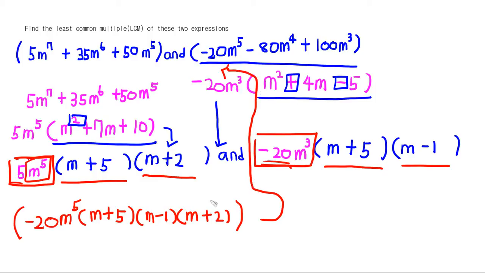We just found the common multiple of it. And this was the first example. And in the next video, we're going to talk about the second example of finding the least common multiple of these two trinomials.